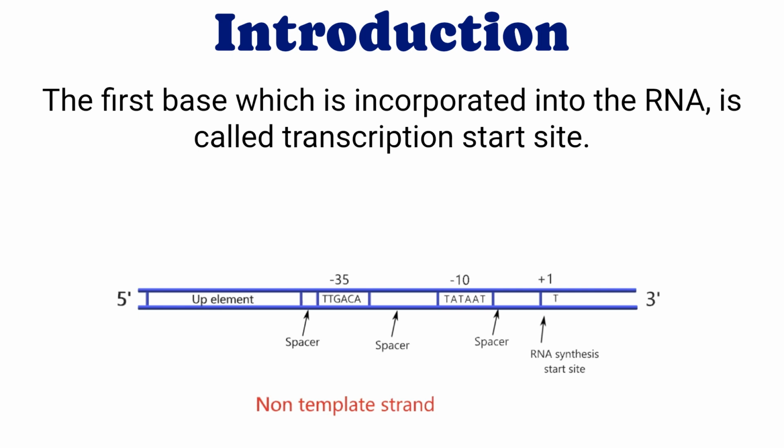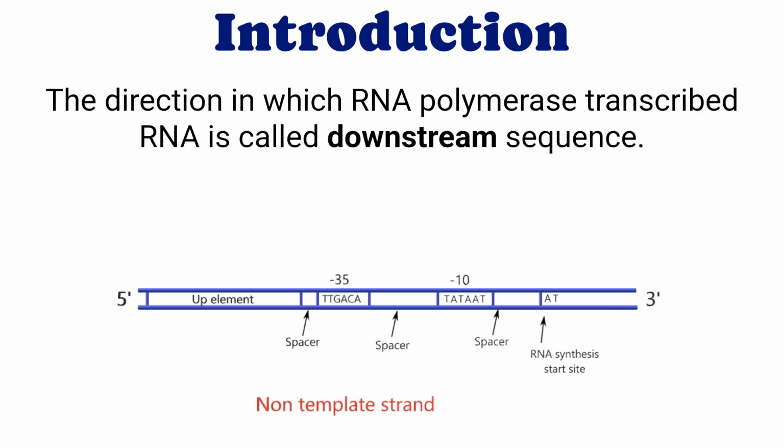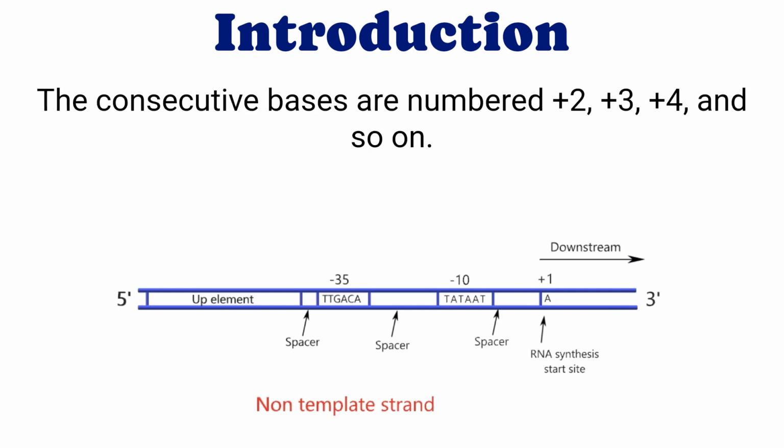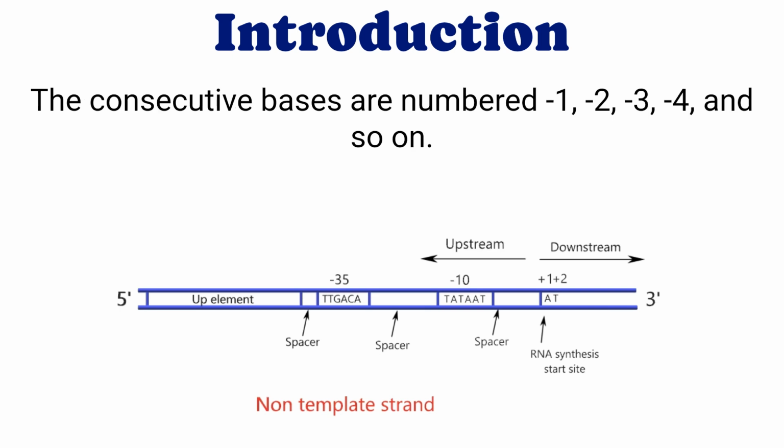By convention, the DNA nucleotide encoding the beginning of the RNA chain is called the transcription start site, and it is designated the +1 position. Sequences in the direction in which transcription proceeds are referred to as downstream from the start site and are numbered accordingly. Likewise, sequences preceding the start site are referred to as upstream sequences and are numbered in the opposite direction. Note that there is no zero position.